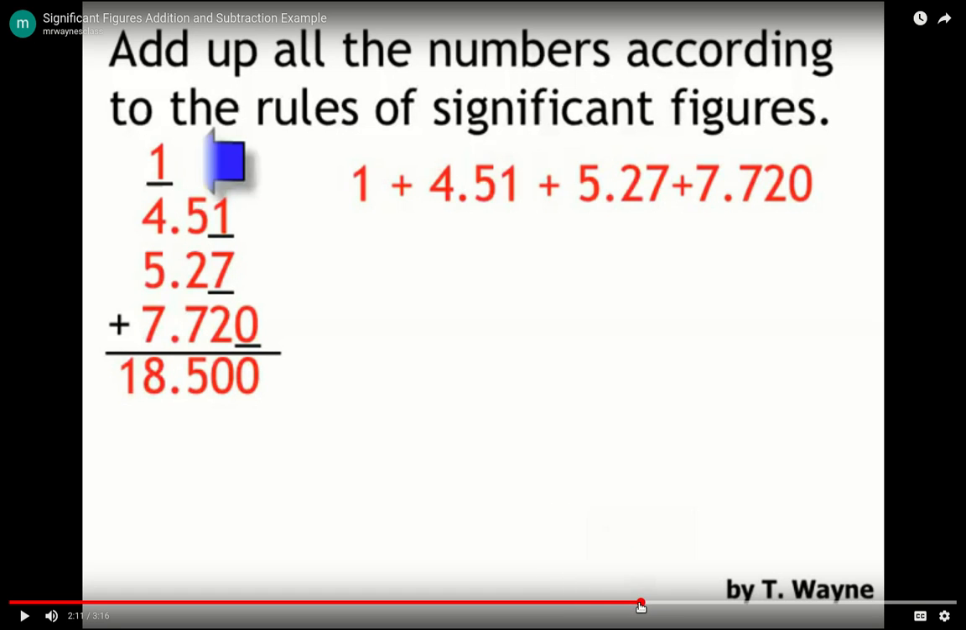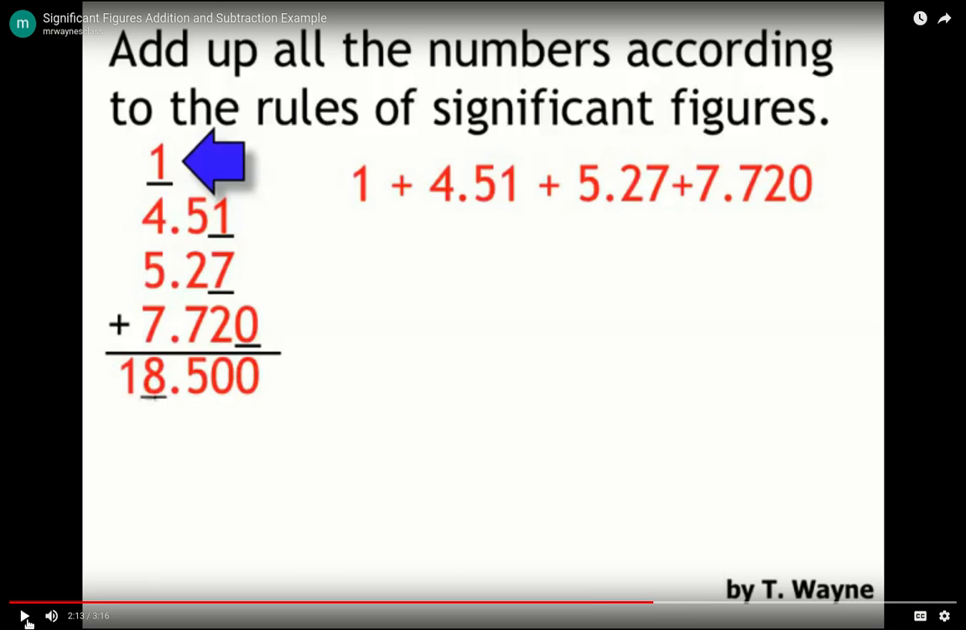I'm trying to get to the answer. It's showing you the ones place is the least significant, the least precise. So it has to end in the ones place. Now, it doesn't have to have 1 sig fig. It has to end in the ones place. So we're going to round to the ones place.